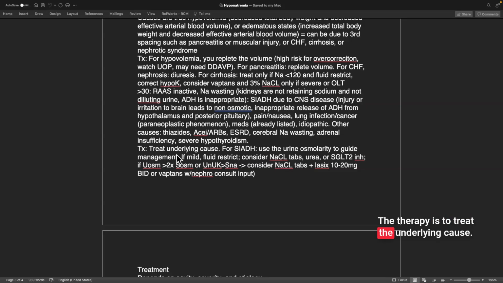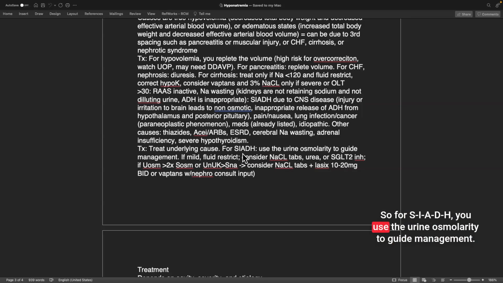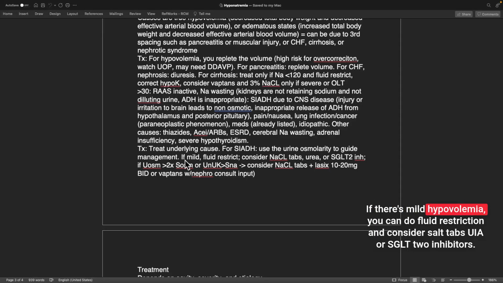The therapy is to treat the underlying cause. So for SIADH, you use the urine osmolarity to guide management. If there's mild hypovolemia, you can do fluid restriction and consider salt tabs, urea, or SGLT2 inhibitors.